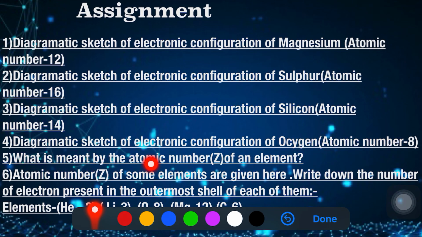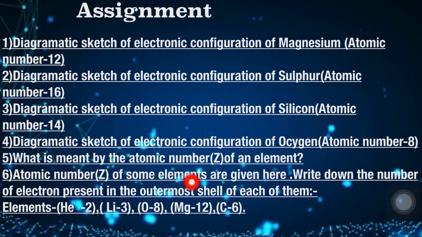What is meant by atomic number of an element? Atomic numbers of some elements are given here. Write down the number of electrons present in the outermost shell of each of them. Elements: helium, atomic number is 2. Lithium, atomic number is 3. Oxygen, atomic number is 8. Magnesium atomic number is 12 and carbon atomic number is 6.